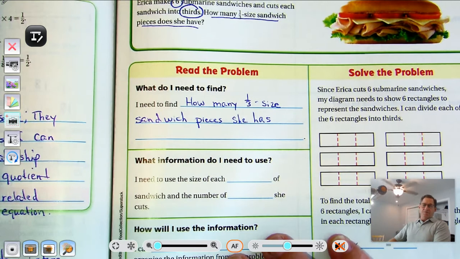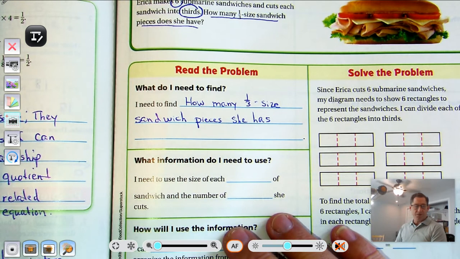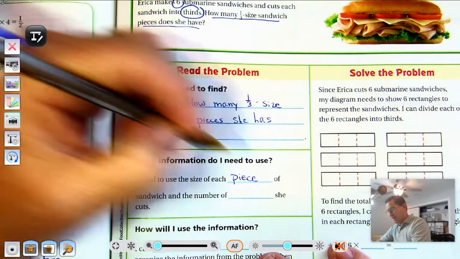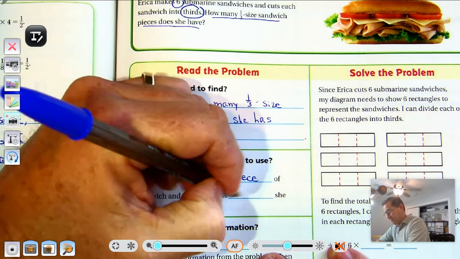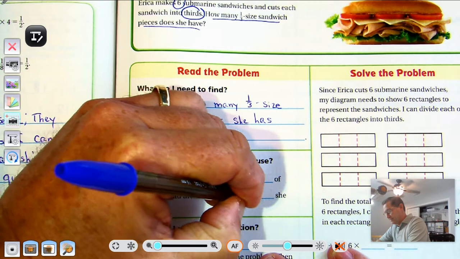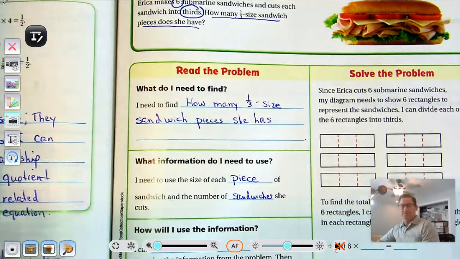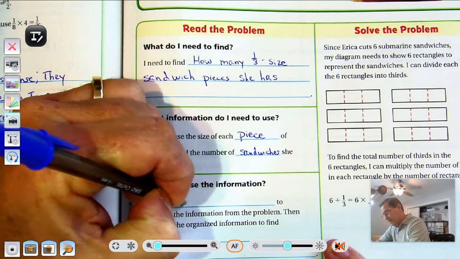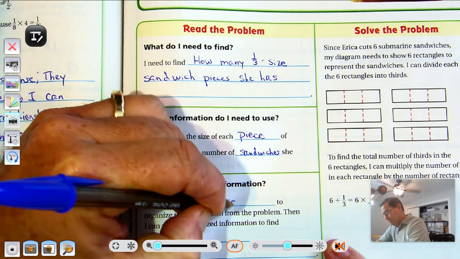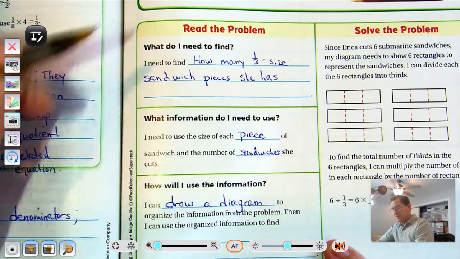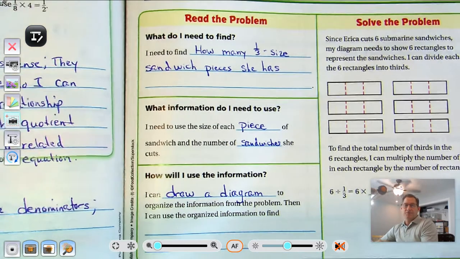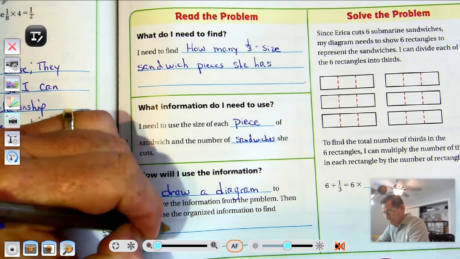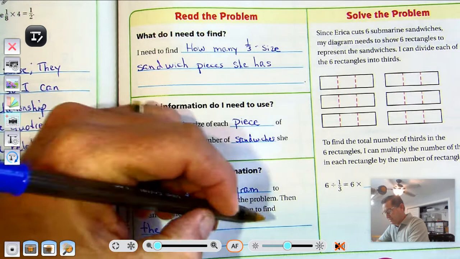So what do I need to use? I need to use the size of each of the sandwiches, or each of the pieces, right? Each piece of the sandwich and the number of sandwiches she cuts. We're going to use a strategy, draw a diagram. That's going to help us to organize the information from the problem, and then I can use the organized information to find the number of 1/3 size pieces.